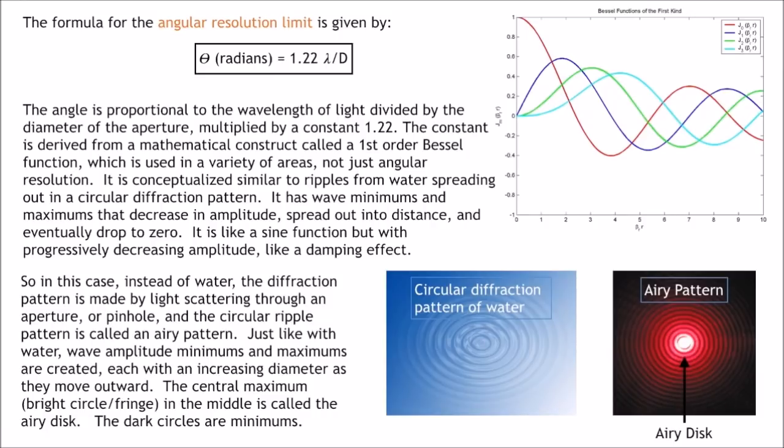So just like with water, the wave amplitudes have minimums and maximums, and each of them has an increasing diameter as it moves outward. The central maximum, which is the bright circle or sometimes fringe with light in the middle, is called the Airy Disc. And the dark circles are the minimums. So the bright circles are the bright fringes, the dark circles are the dark fringes. The very bright central disc in the middle is called the Airy Disc. It's the most concentrated maximum of the diffracted light.